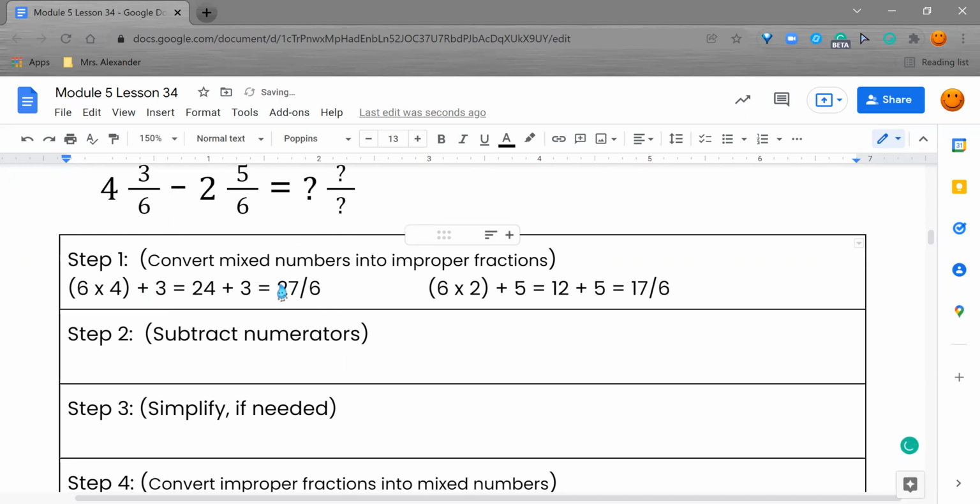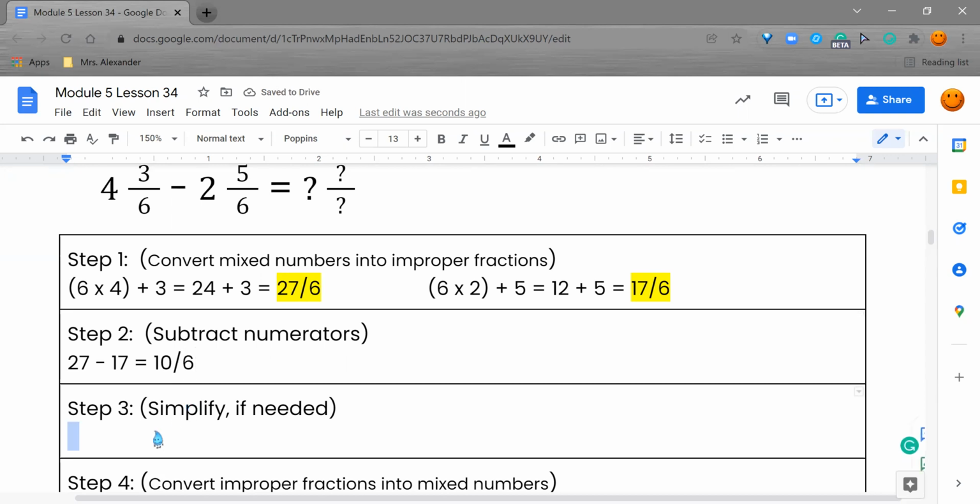So these are our two new numbers that I'm looking at. I'm going to go ahead and highlight them, so it reminds me, here are my equivalent fractions to my mixed numbers. And it's easier to work with these than the mixed numbers. So here we go, you guys. We're going to do 27 minus 17, which equals 10. And that 10 gets put over our denominator because our denominator didn't change, which is 6.